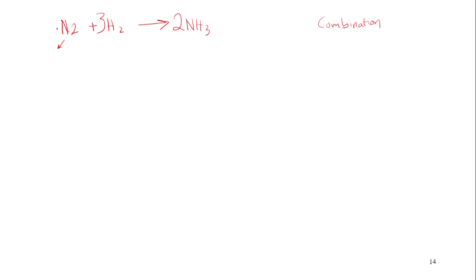Oxidation number of nitrogen is 0. Oxidation number of hydrogen is 0 because they are free elements. How about this? I know hydrogen always is +1 when we have a compound. I need to find the oxidation number of nitrogen in NH3.